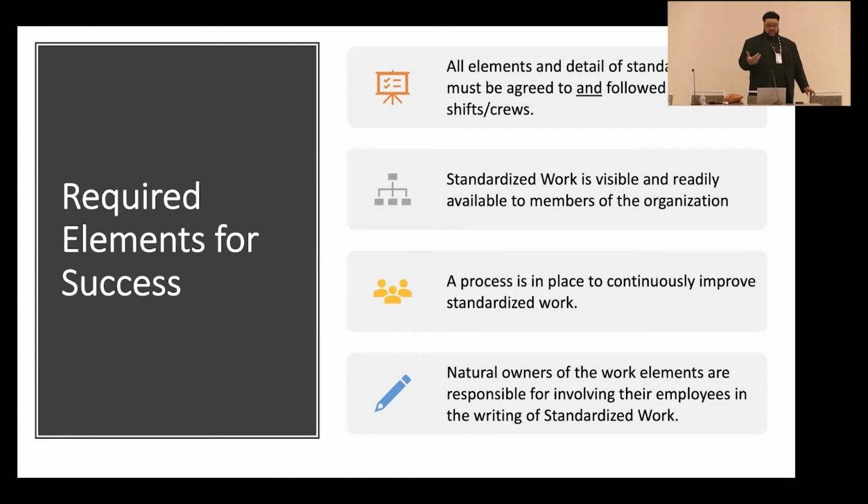And then standardized work is visible and readily available to all members of the organization, but then there has to be a process in place to continuously improve the standardized work, because as time goes on, there's going to be more and more innovation. There's going to be more and more bright ideas in order to get the work completed in a better way. And then, back to my original point, for emphasis, the natural owners of the work elements are responsible for involving their employees in the writing of standardized work.